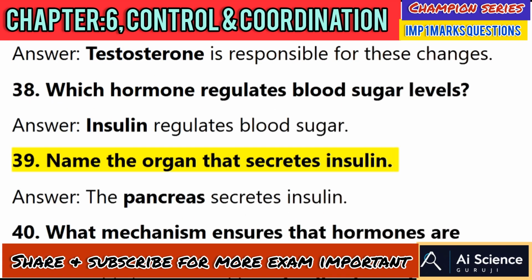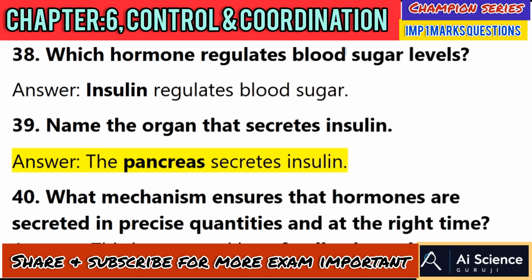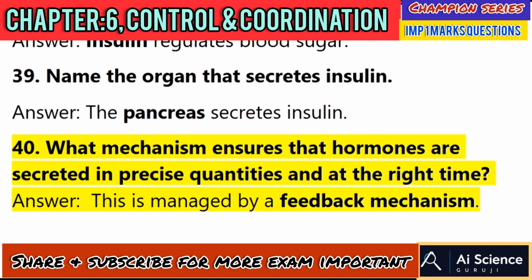39. Name the organ that secretes insulin. Answer. The pancreas secretes insulin. 40. What mechanism ensures that hormones are secreted in precise quantities and at the right time? Answer. This is managed by a feedback mechanism.